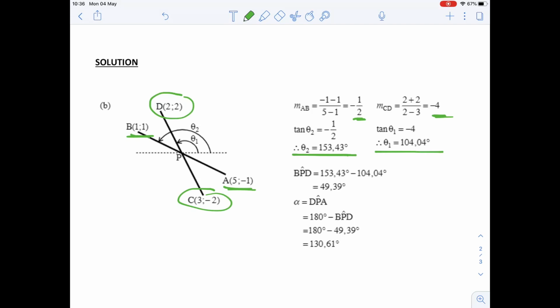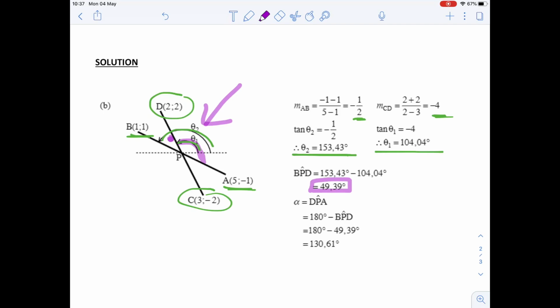But now, if I take the bigger one minus the smaller one, I'm going to be able to work out the angle there, that little BPD, which is going to be that angle there. So that angle BPD is going to be 49.39 degrees. But that isn't what I'm looking for. What I'm looking for is this angle here.